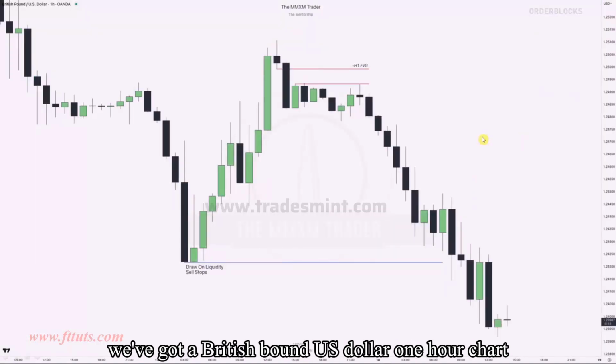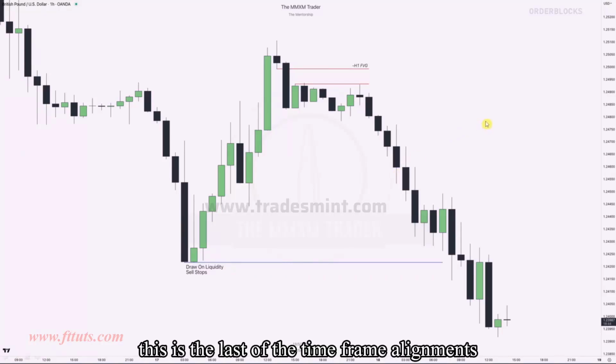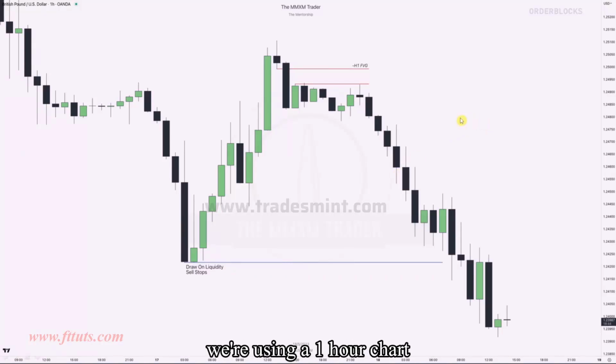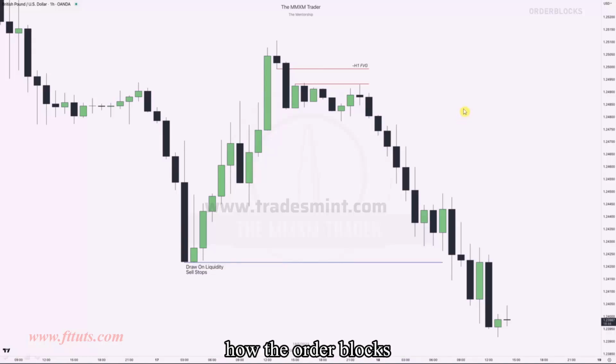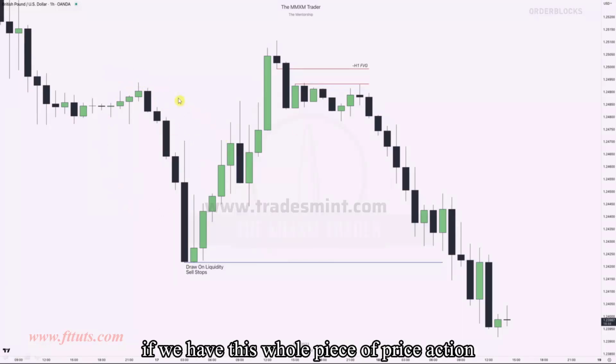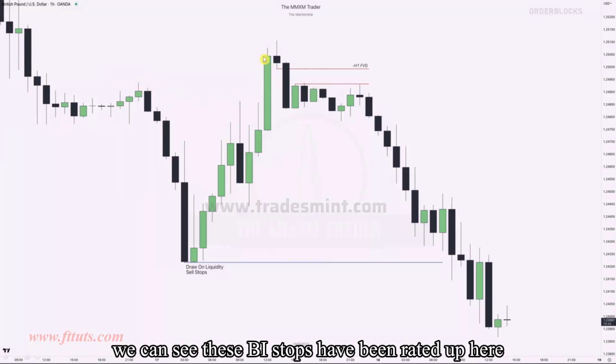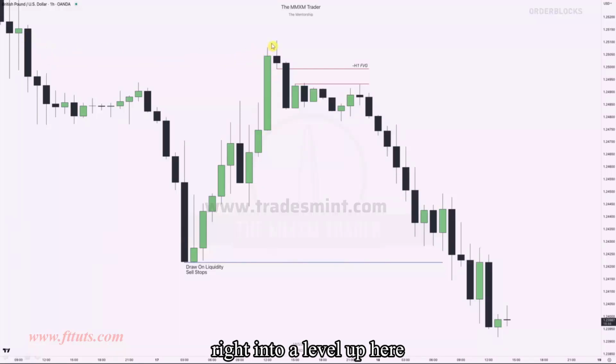We need to have a drawn liquidity higher, right? We've got a British pound US dollar 1 hour chart. This is the last of the time frame alignments for the order blocks, right? We're using a 1 hour chart and dropping into a 5-minute time frame to see how the order blocks continue to support or resist price action to our drawn liquidity. So over here, if we have this whole piece of price action, we can see these buy stops have been raided up here, right, into a level up here. We're continuing lower, leaving a fair value gap behind. So this is our key level over here, right? We have this 1 hour fair value gap.